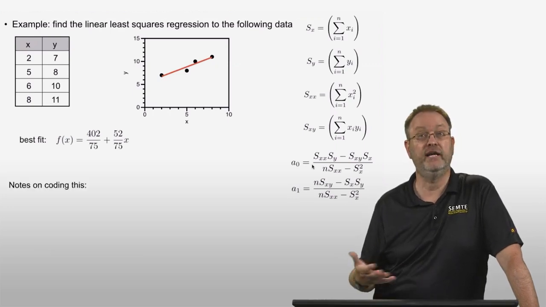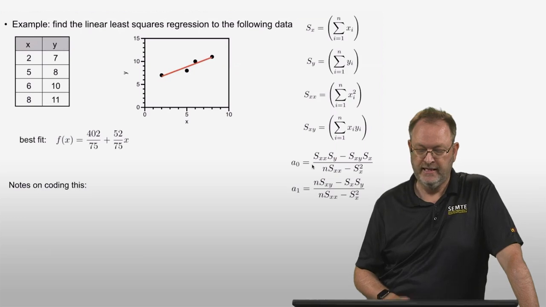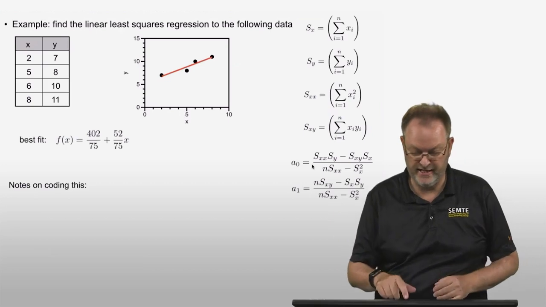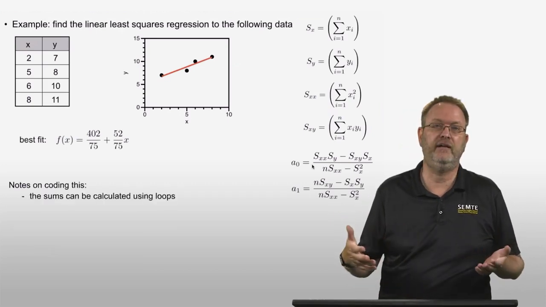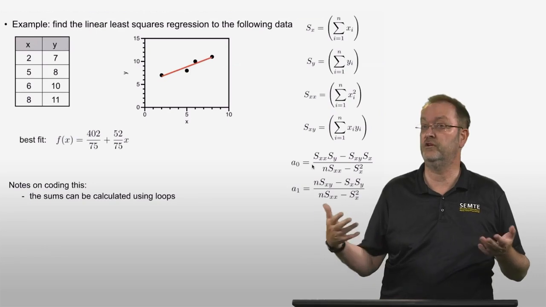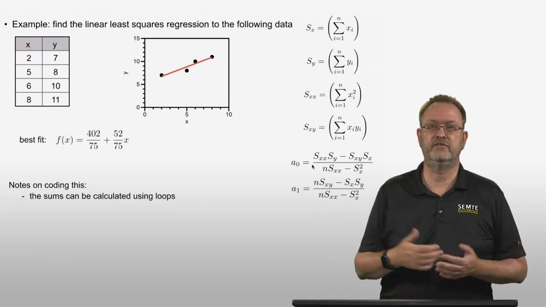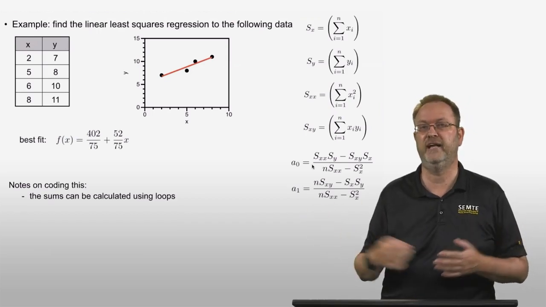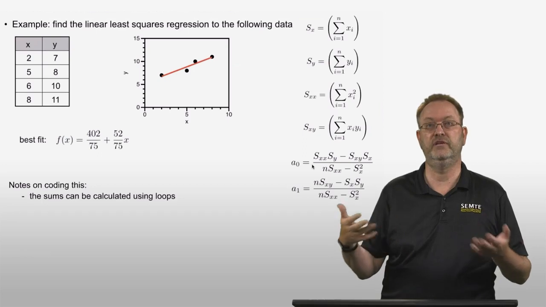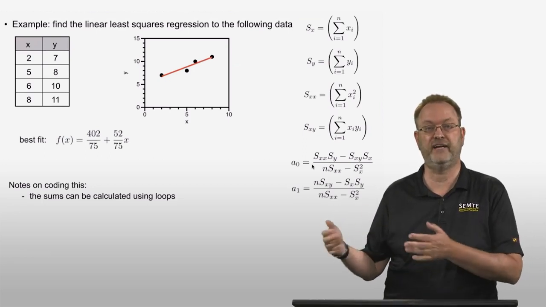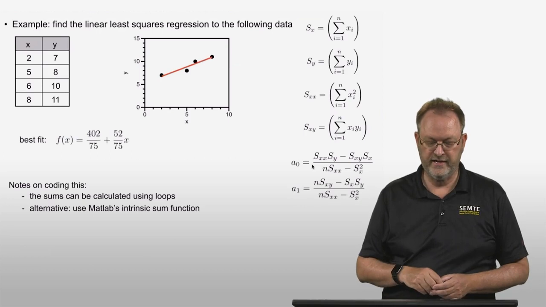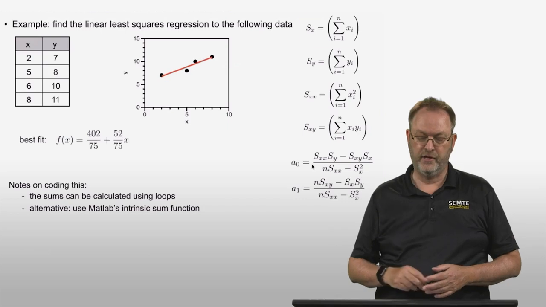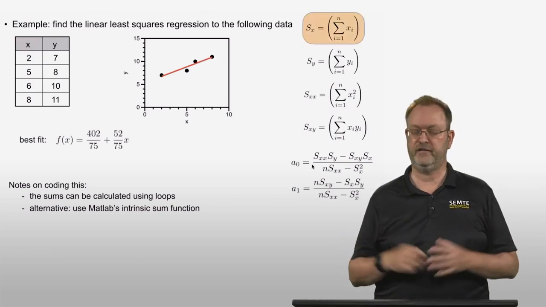A couple of notes on coding this when we get to code this in MATLAB. There's a lot of functions, right, that we have to evaluate, a lot of sums that we have to evaluate. And we can evaluate these sums either by using loops, initializing the sum variable, the sx, for example, to 0, and then doing a loop for i equal 1 colon n, and just adding to the sum variable sx the current value of x of i. Or we can, as an alternative, use MATLAB's intrinsic sum function, and I suggest that you do this because it makes your code so much more compact and shorter.